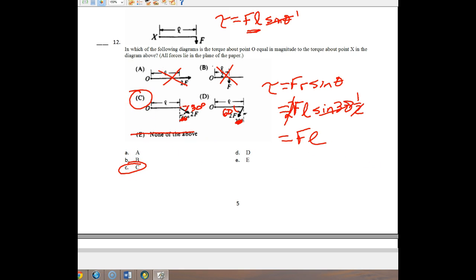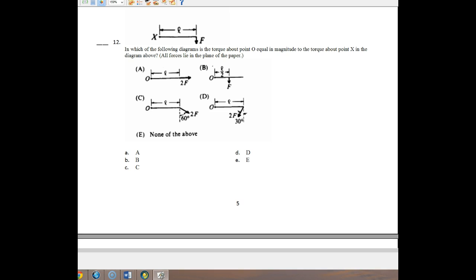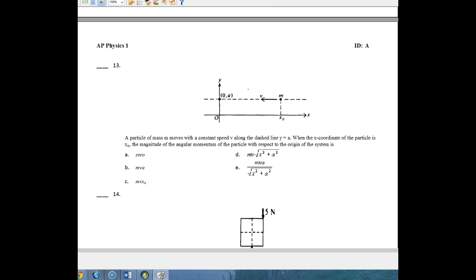And that one really looks complicated, but it was really super easy when we finally think about it. So we're looking at number 13 now. It has a particle of mass m. It's moving at a constant speed to the left, and it's going along this dashed line where y is equal to a. So when the particle is at this point, we want to know what is the angular momentum with respect to the origin.